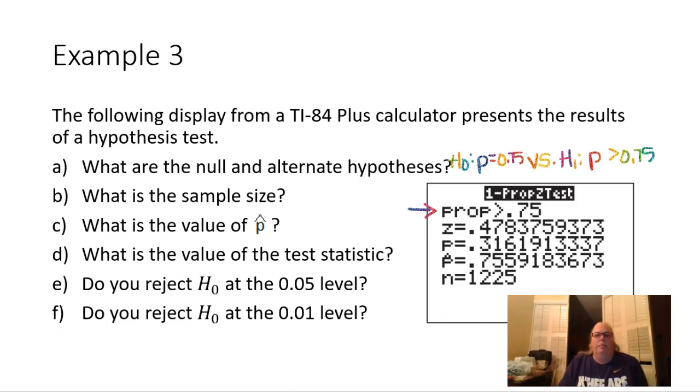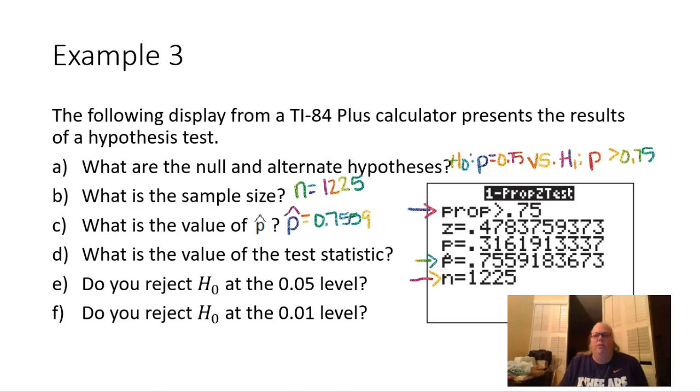B, what is the sample size? Right down here on the last row, that's our N value, 1,225. Part C, what is the value of P hat? This is right here. And I'm just going to round this to 4 decimal places. So that's going to be 0.7559.